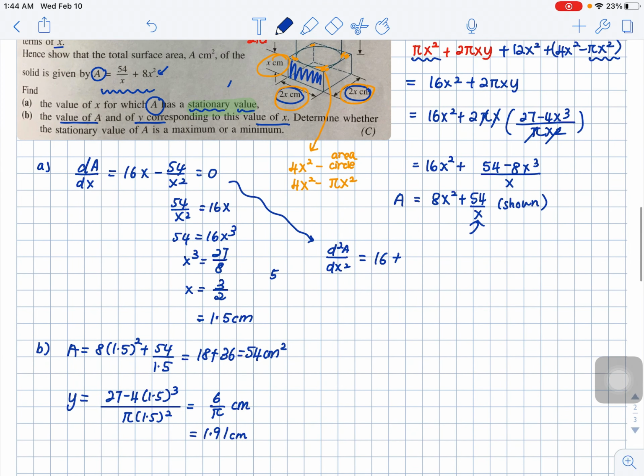So how are we writing that? 54x power negative 2. Then you multiply. When I put a positive value, when I put 1.5 into this to check, it's definitely more than 0. Therefore, area is minimum.